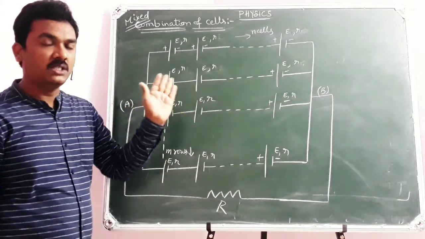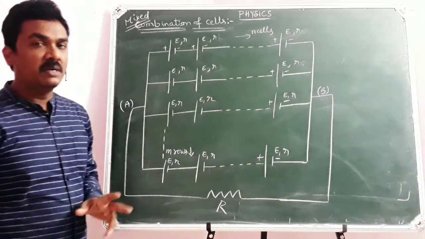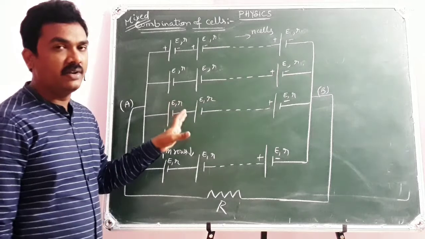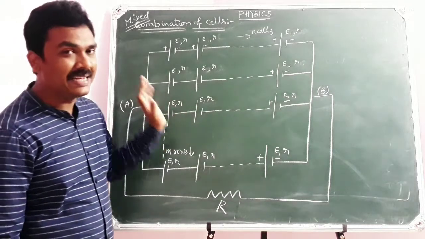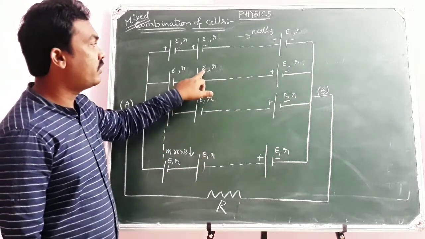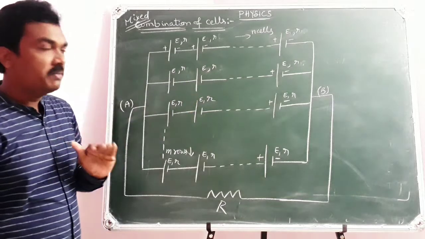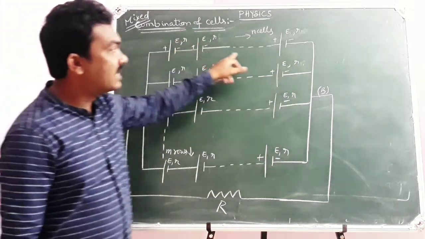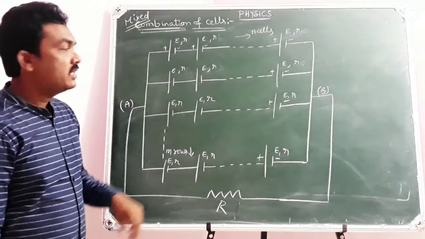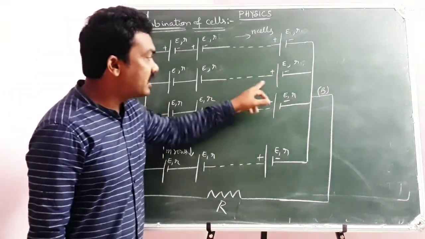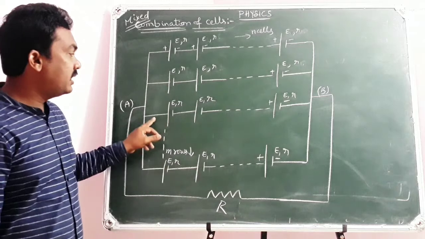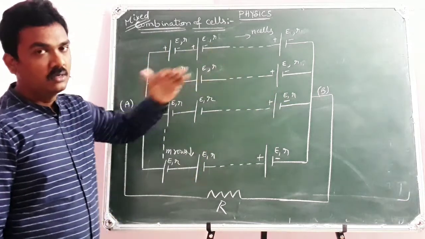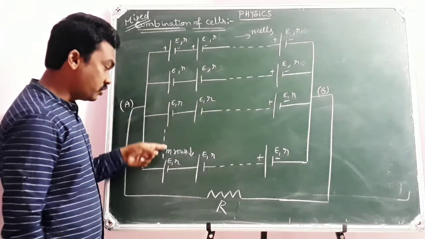Of course, it's a mixed combination or mixed grouping of cells, but particularly I have taken n identical cells for a detailed convenient explanation. I have taken all identical cells, each provides EMF E and internal resistance R. But you see the first row, there are n identical cells connected in series. Again in the second row, n identical cells connected in series. Again in the third row, n identical cells connected in series. In that way, there are m rows.